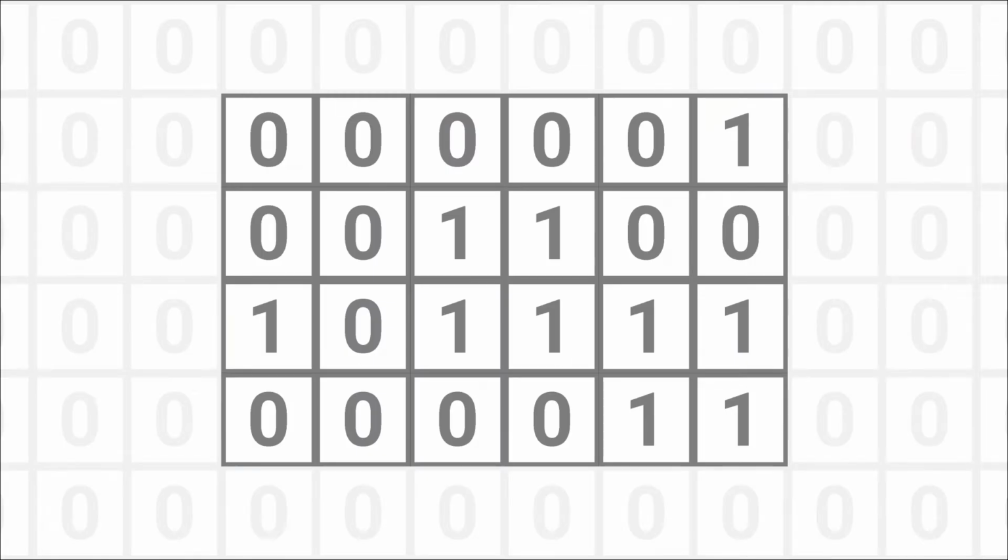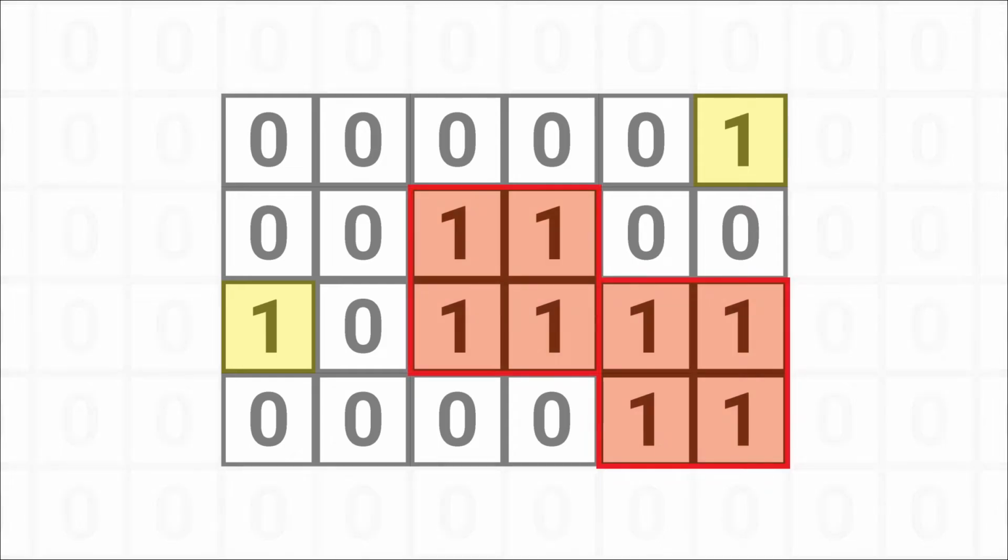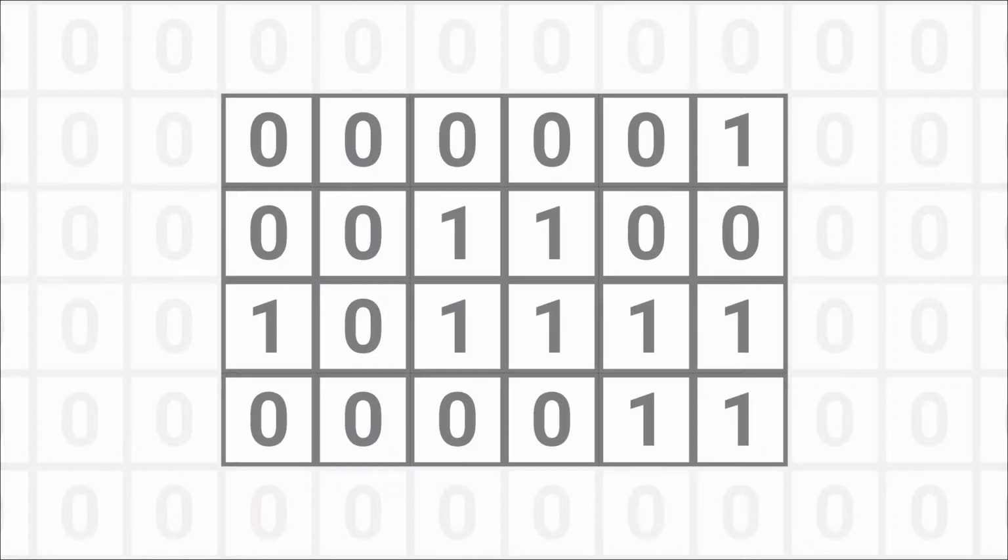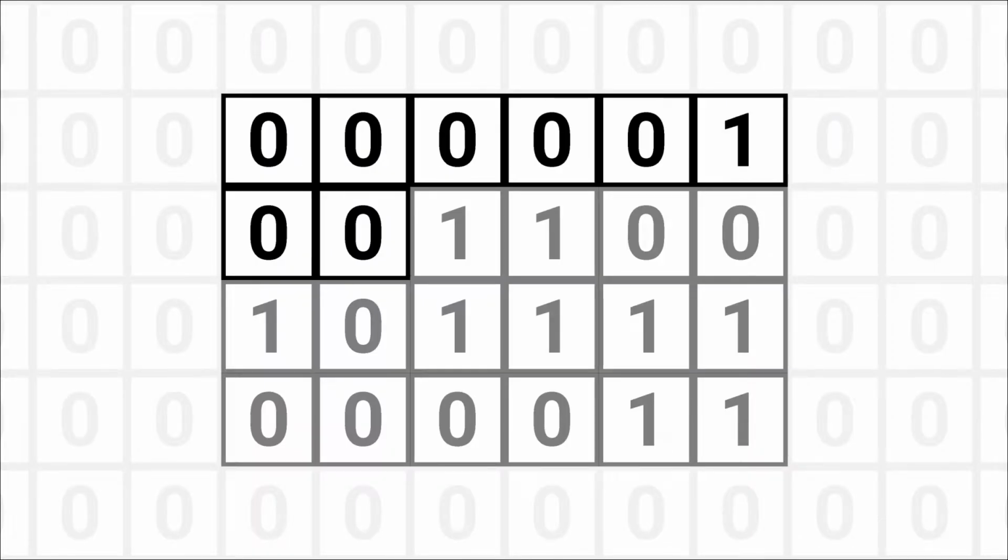We are given a 2D matrix containing zeros and ones, and from this matrix we need to find out the largest square containing only ones and return its area. So what we will do is we will traverse through the matrix one time from the top left cell till the bottom right cell.